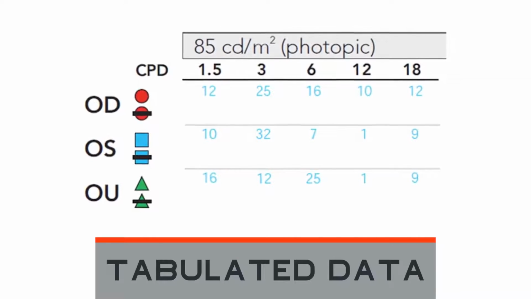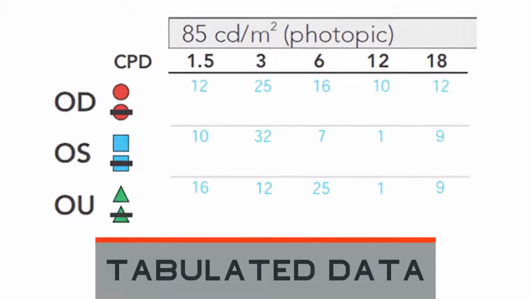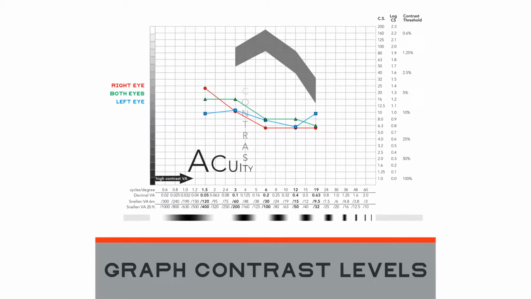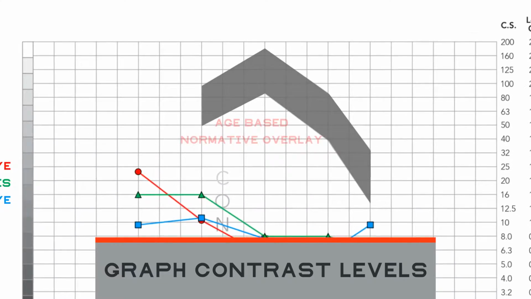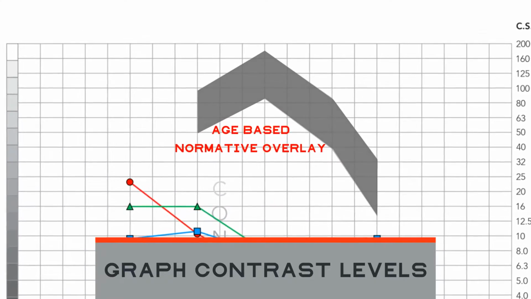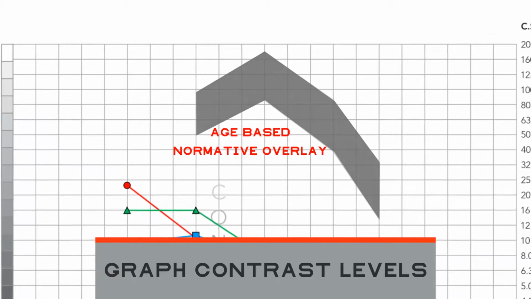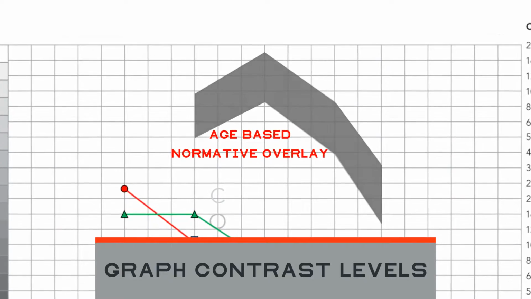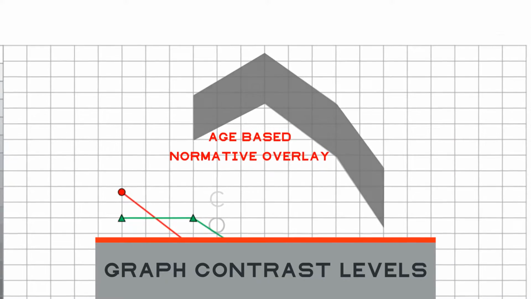A PDF report is then generated with a table showing exact contrast. The graphic report shows contrast levels with an age-based normative overlay. These overlays are customizable areas that can be defined. Reports can be submitted directly to EMH or EMR systems.